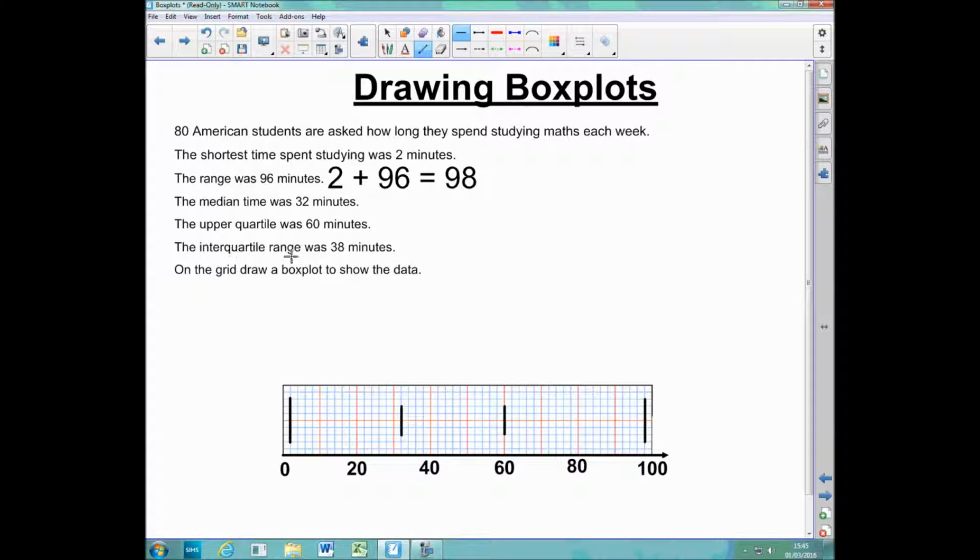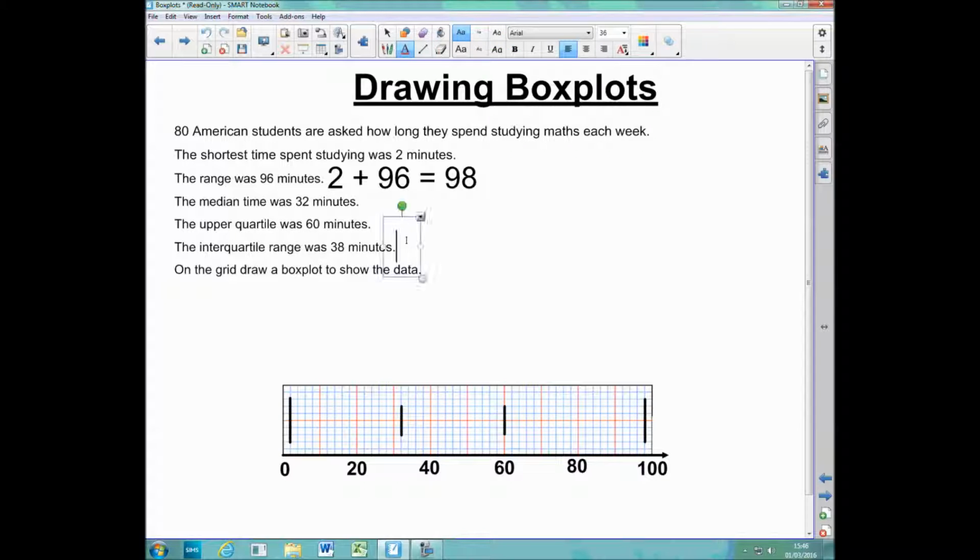Okay, this last section down the bottom here says the interquartile range was 38 minutes. Now, if you remember, we've got 4 lines here, but the 5th line isn't the interquartile range, it's the lower quartile. And the lower quartile is our second line, so it should be sitting around here. Okay, just like in the range, the interquartile range is going to be used to calculate this. So we're given the upper quartile, we're given the interquartile range. To find the lower value, we're going to take the upper quartile and take away the interquartile range from it.